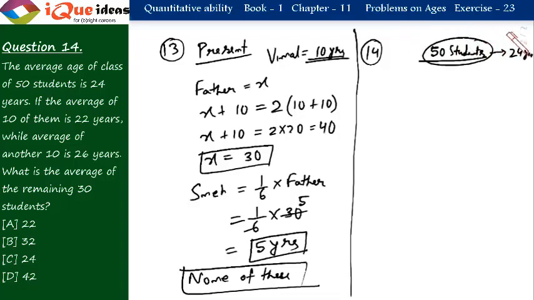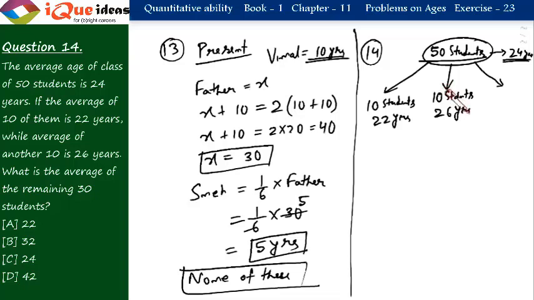Okay. Now this 50 group is divided into three parts. One group is of 10 students. Their average age is 22 years. One group is of again 10 people and their average age is 26 years. The remaining group would be of 30 students and their average age is, let's say, X. Now how do we calculate overall a combined average? Combined average is already given, but I'm just talking about the process of calculation of combined average.